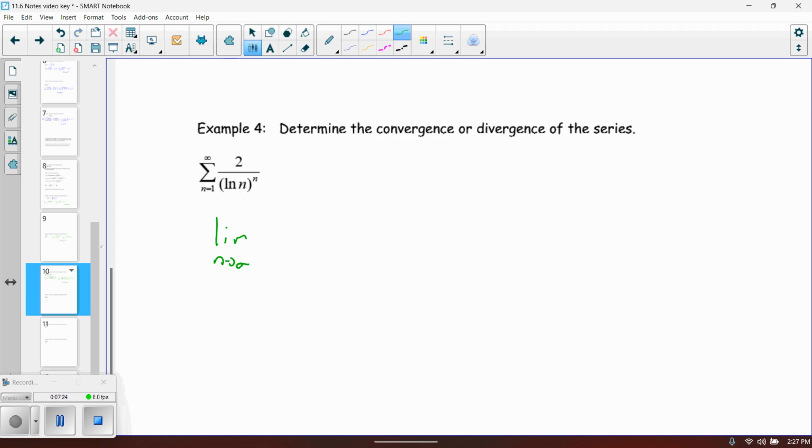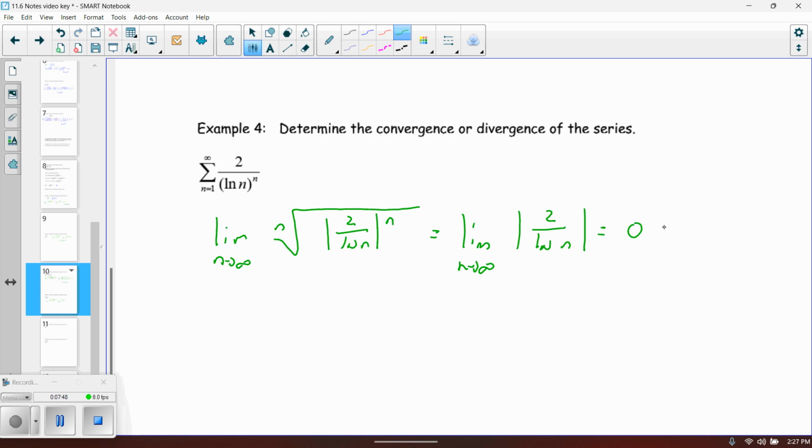Limit as n goes to infinity, nth root, absolute value, 2 over the natural log of n raised to the n, which is going to become the limit as n goes to infinity of the absolute value of 2 over the natural log of n. That definitely approaches 0 as n goes to infinity, which is less than 1, and therefore convergent. Okay, again, the biggest thing here is just recognizing that you can use the root test. Once you do, it's one of the easier tests to use.